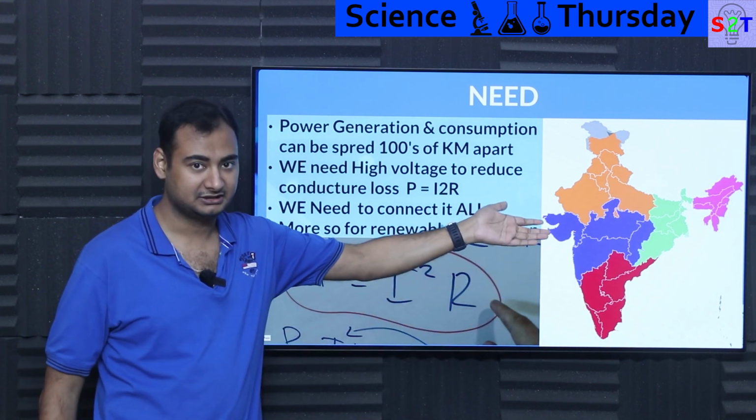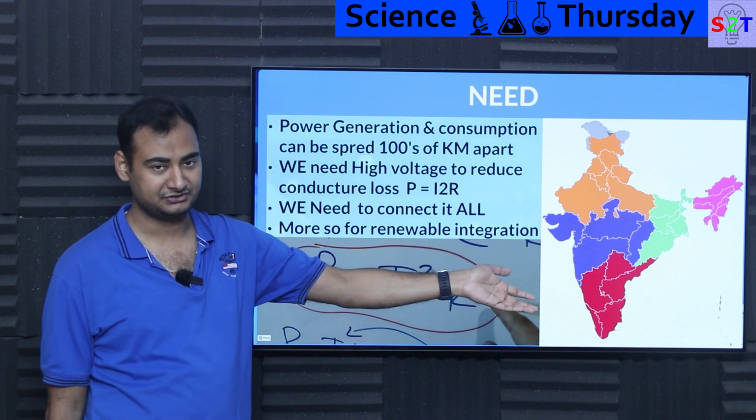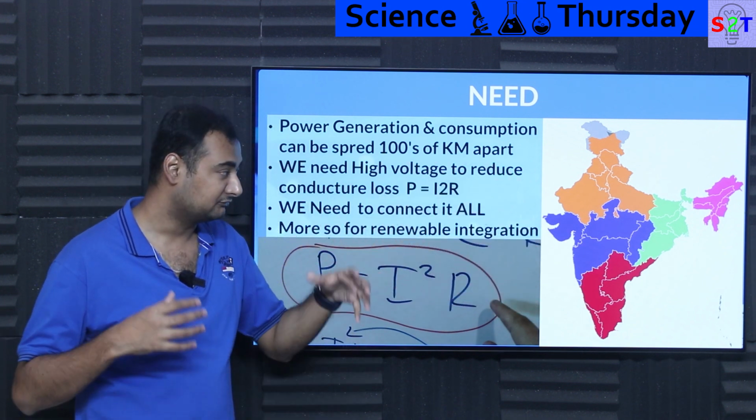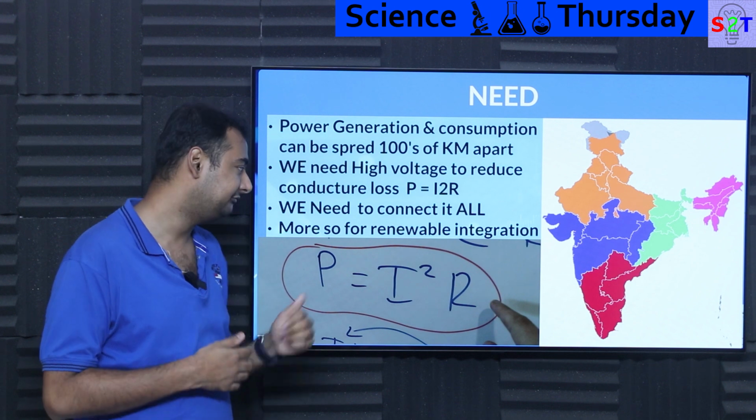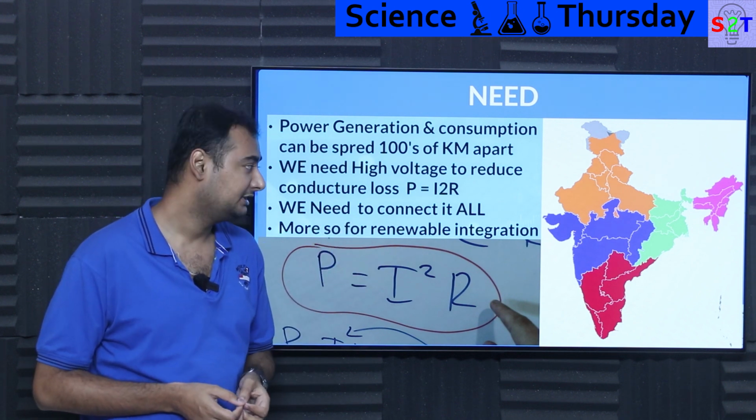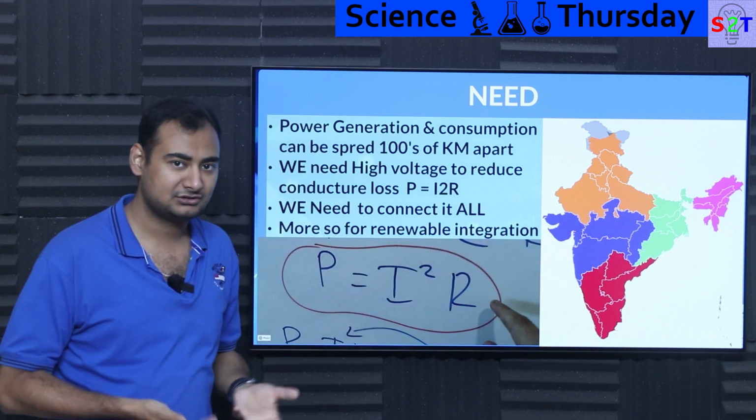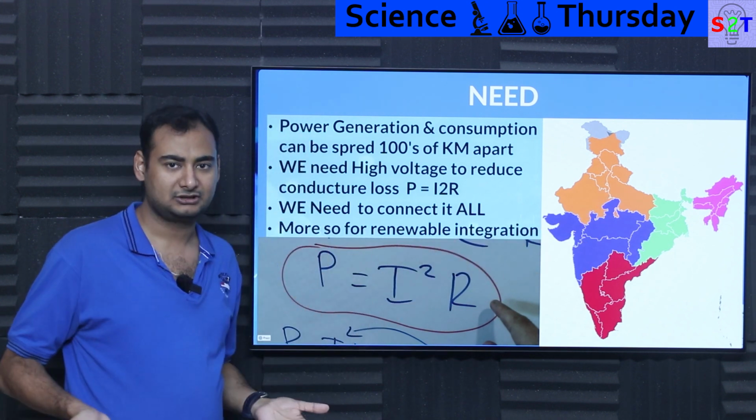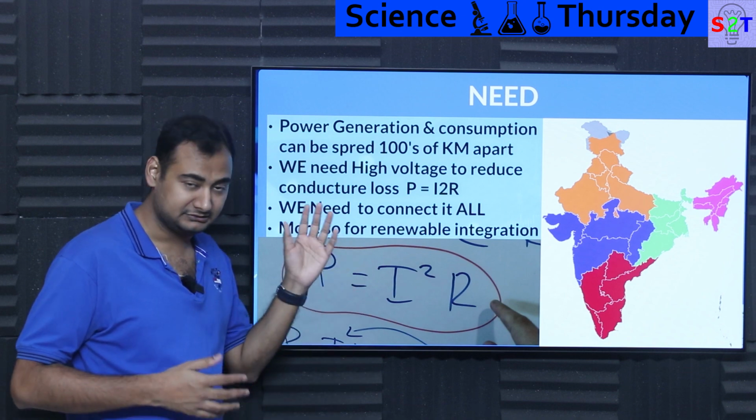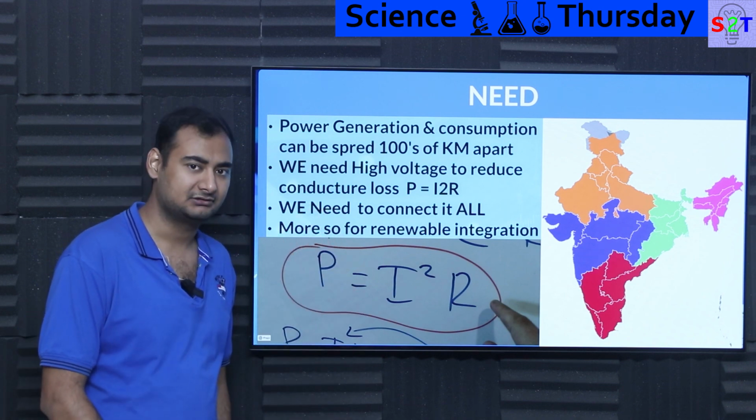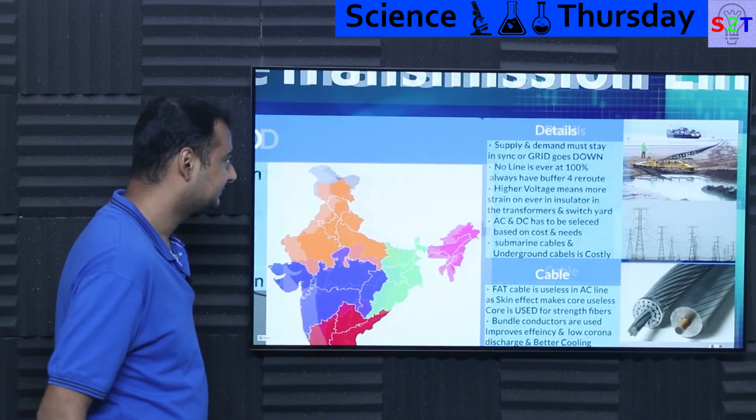In the early days, each state had its own system. Slowly we consolidated, and over time we have to consolidate everything if we want to integrate renewables into it. Right now there are some solar farms here, some solar farms here, some wind farms here. We have to consolidate all of this. There is no other option. So that's why we need high voltage transmission lines.